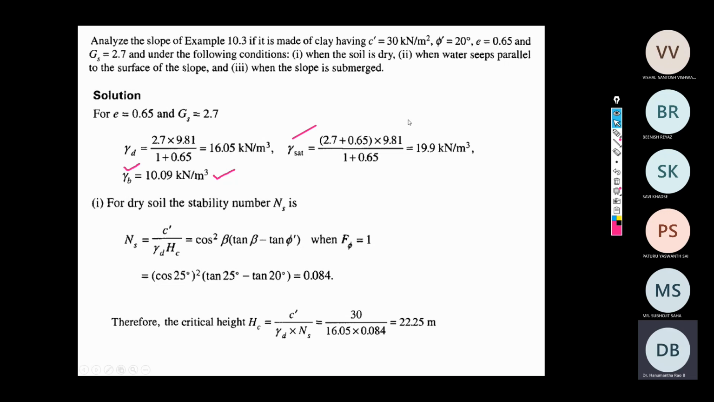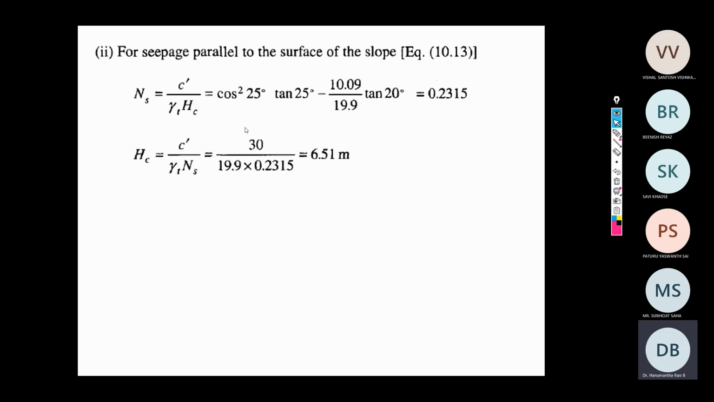This is the case number 1. Now case number 2, when the water seeps parallel to the surface of the slope. So this is the equation again. In fact, if you look at the other formulas, there is another way of calculating this one also. The same equation has been used. However, earlier gamma we have taken as gamma d because the slope is in a dry state. But now when there is a seepage, the soil is in a saturated state. It is not in a submerged state. It is in a saturated state.